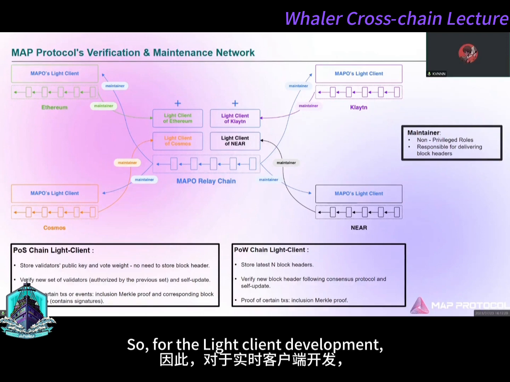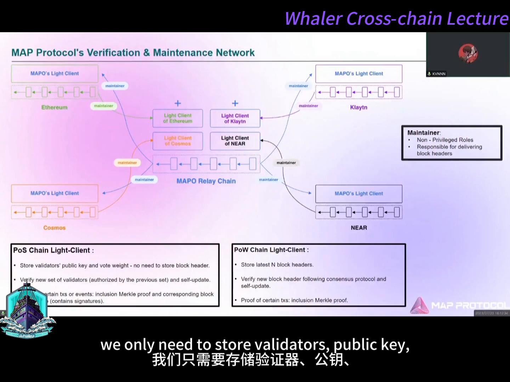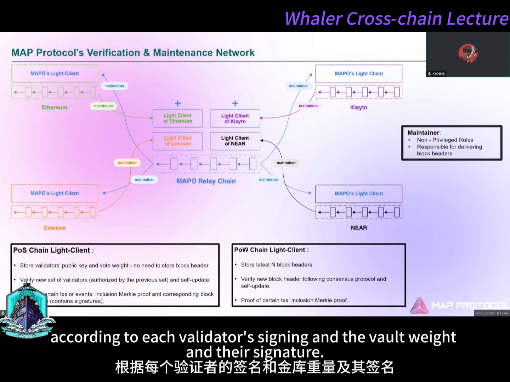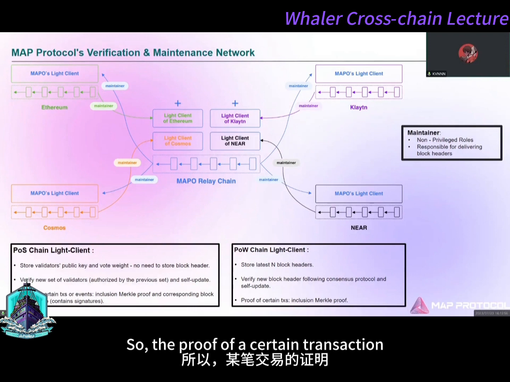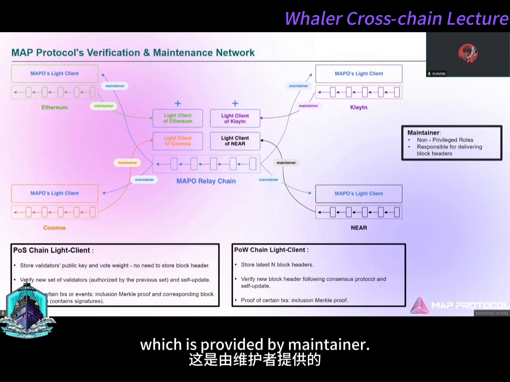So for the light client development for POS chain light clients, we only need to store the validators' public keys and vault weight. There's no need to store block headers because the transaction can be self-verified according to each validator's signing, the vault weight and their signature. And we only need to verify a new set of validators, and it gets self-updated. So the proof of a certain transaction and event is included in a Merkle proof and the corresponding block header info, which is provided by the maintainer.